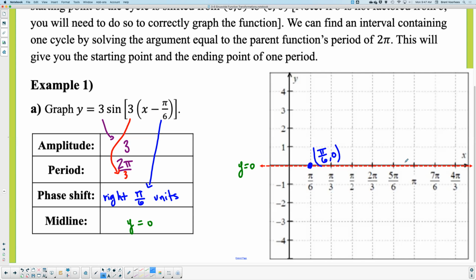I'm going to show you exactly here in a second how we figure out where all the points go. But here's what I want to do. Take 2 pi over 3, and I'm going to add pi over 6. I'm going to figure out where I complete one full cycle.